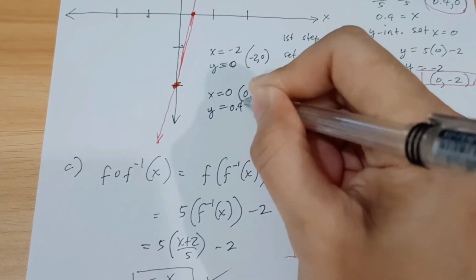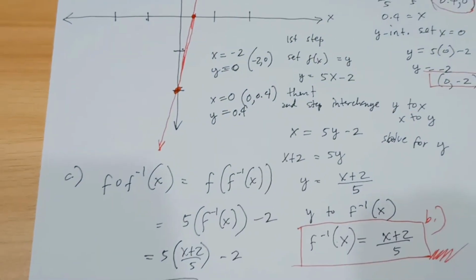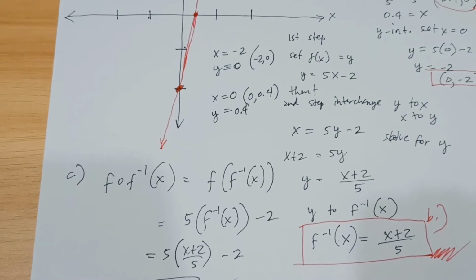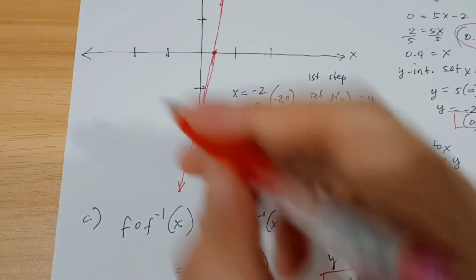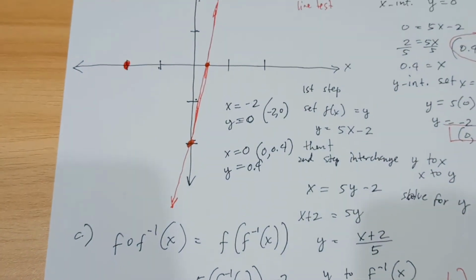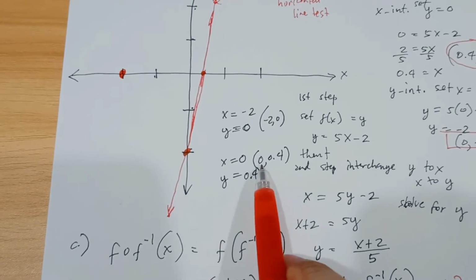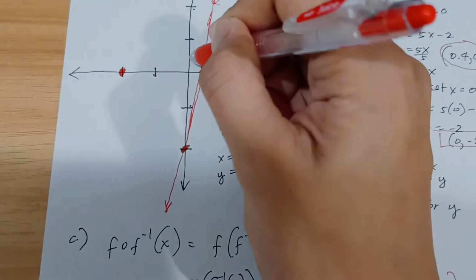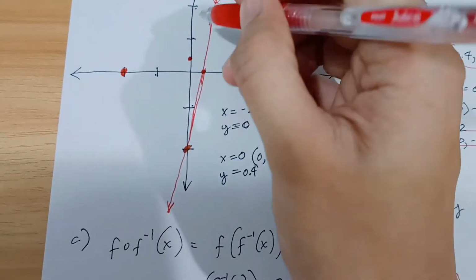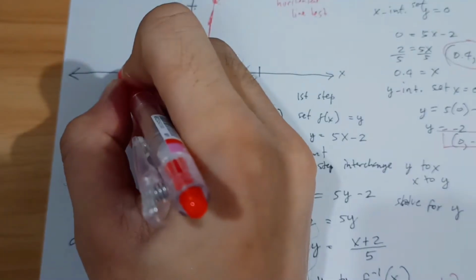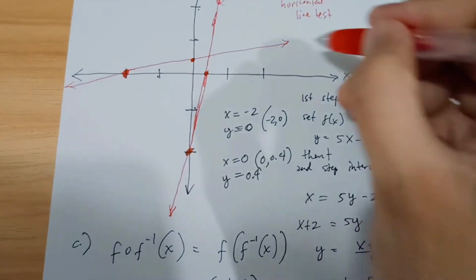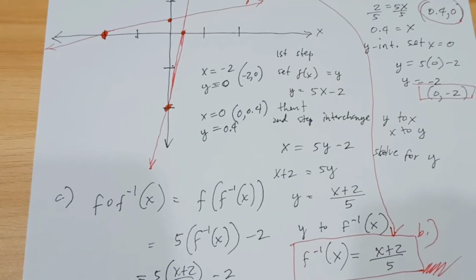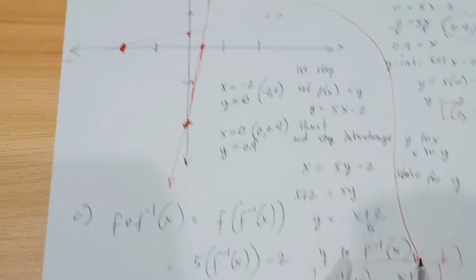0.4 yung coordinate niya. Plot natin yan. Saan yung negative 2, 0? Nandito siya. Saan yung 0.4? Nandito siya banda. Bandang kalahati. Pag-connectin natin sila. Ito na yung inverse. Yung graph na yan. Ito. Inverse. Ito na yan.